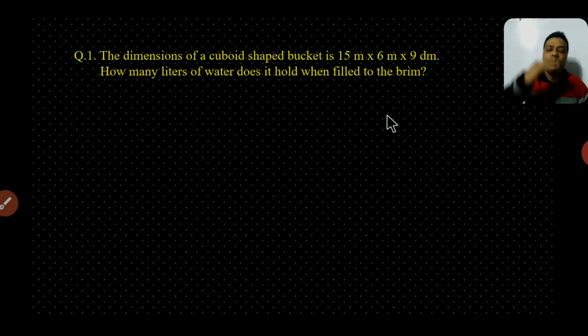It means up to top. Totally filled with water. Then what will be the capacity of the water? Capacity means we can say volume also. It means we have to find the volume of this cuboid. So at first let's write what is given. The given value is the dimensions.